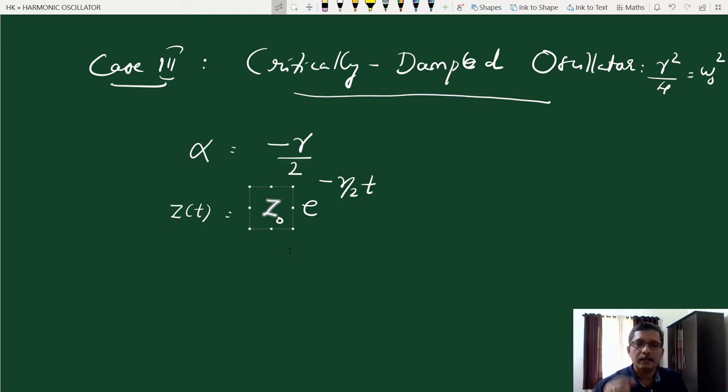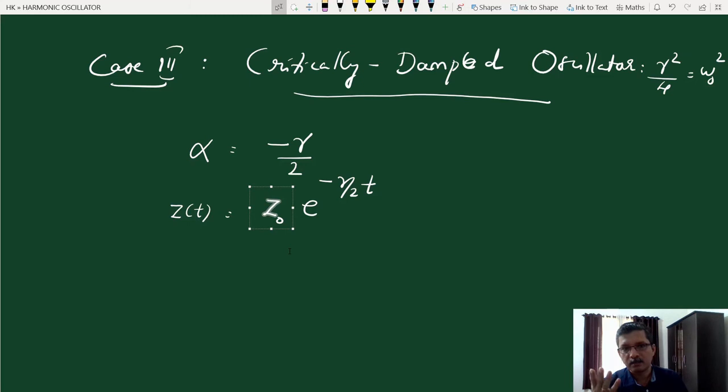So why do we get such a solution? The reason is that we started with a trial solution, something like z0 e raised to alpha t. We substituted it in the original differential equation of z, and we got two values of alpha, right? So in that trial solution, we have put a constraint, a condition that both z0 and alpha are independent of t. Now let us remove that constraint.